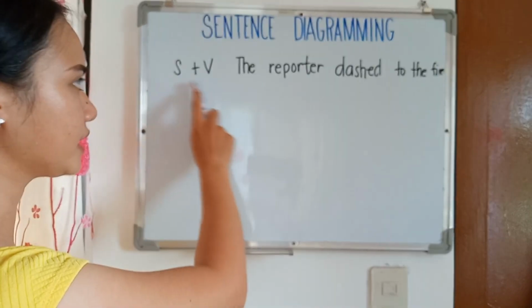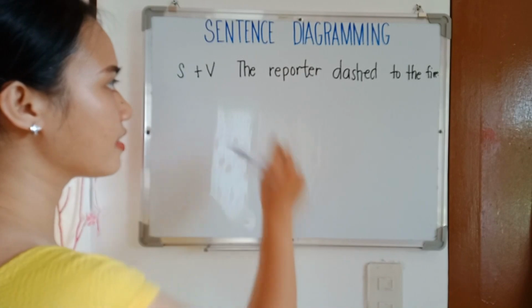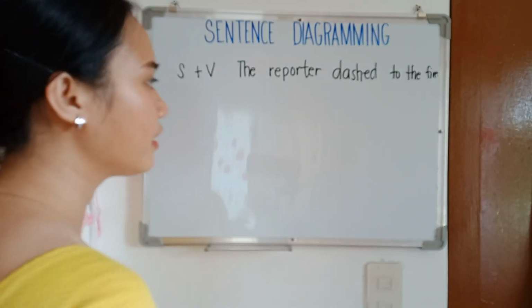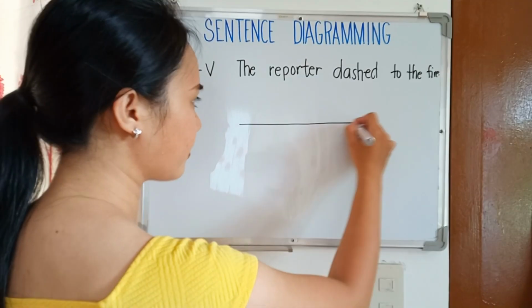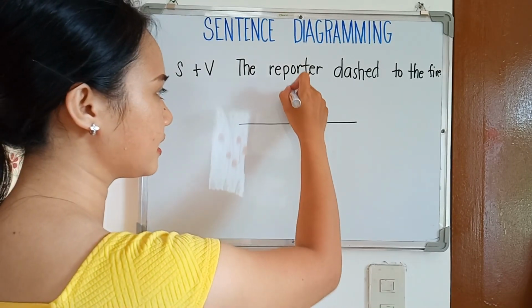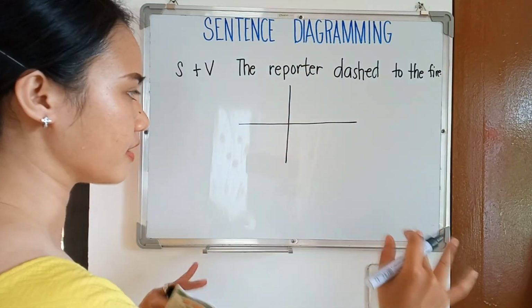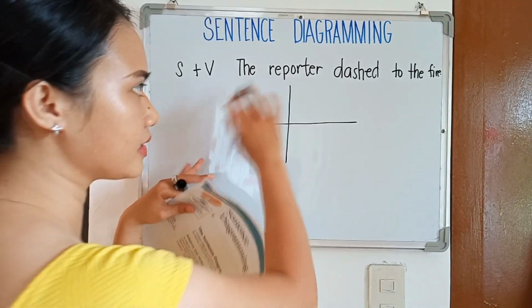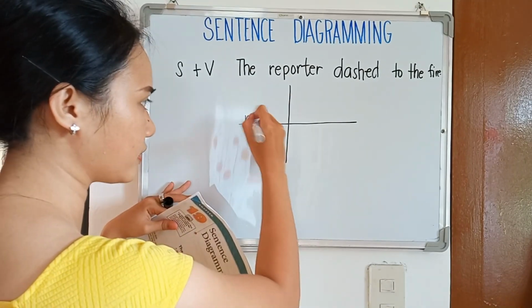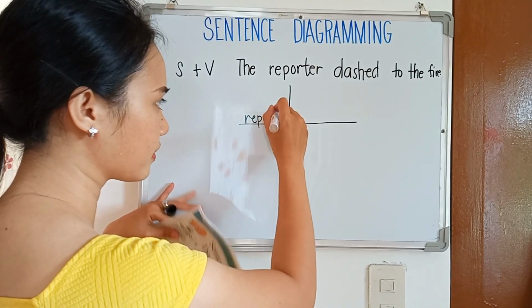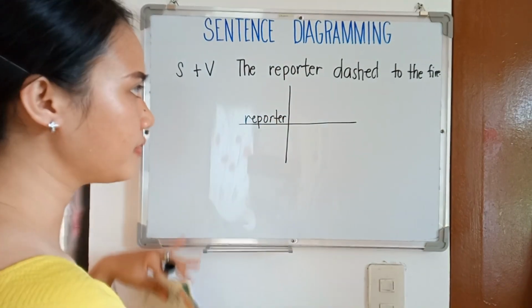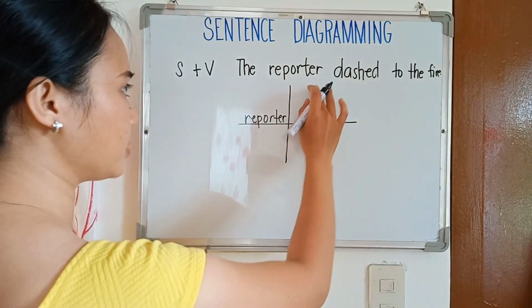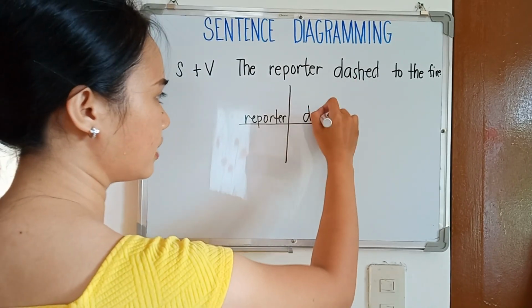Focus on the subject and the verb. In the sentence, the reporter dashed to the fire. First step to diagram is to write a horizontal line and another vertical line. So it's like a cross. Facing the board on our left, we will be writing the subject, and the subject in the sentence is reporter. And the verb in the sentence, or the action done by the subject, is dashed. So we're going to write dashed here.